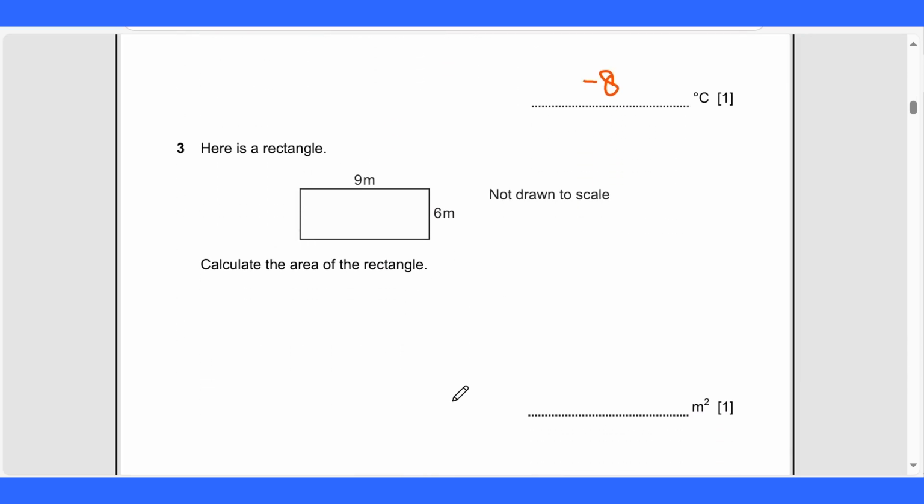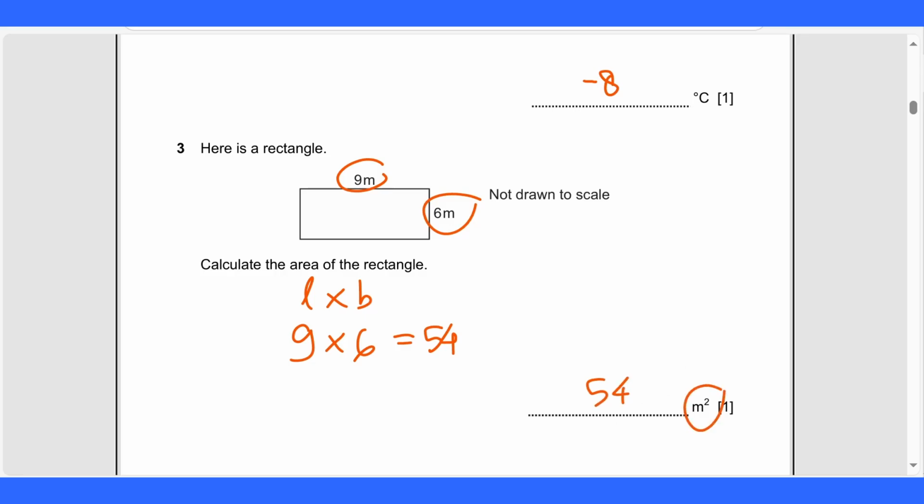Alright, number 3. Here is a rectangle, 9 meters by 6 meters, not drawn to scale. Calculate the area of the rectangle. Are you done, guys? The formula for area of a rectangle is length times breadth. The length is 9, the breadth is 6, so it equals 54, and the unit is meters. So 54 square meters. Okay, easy peasy.